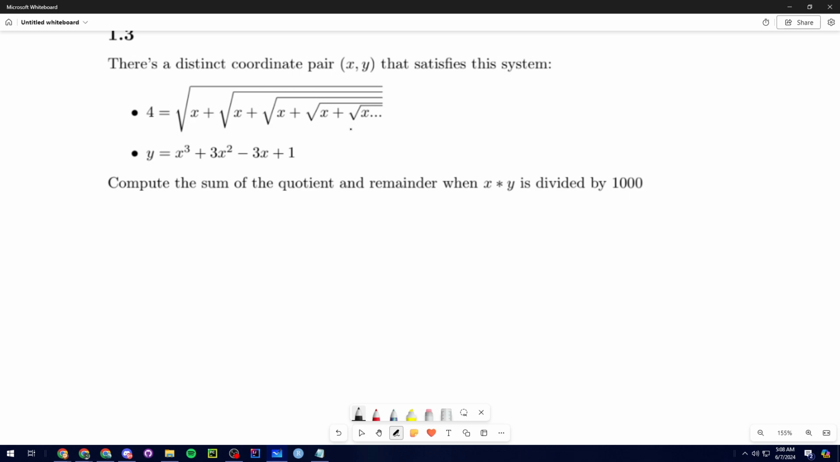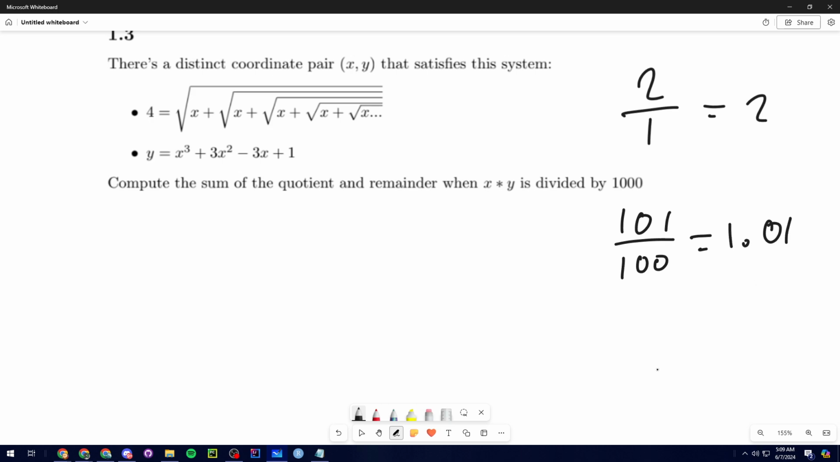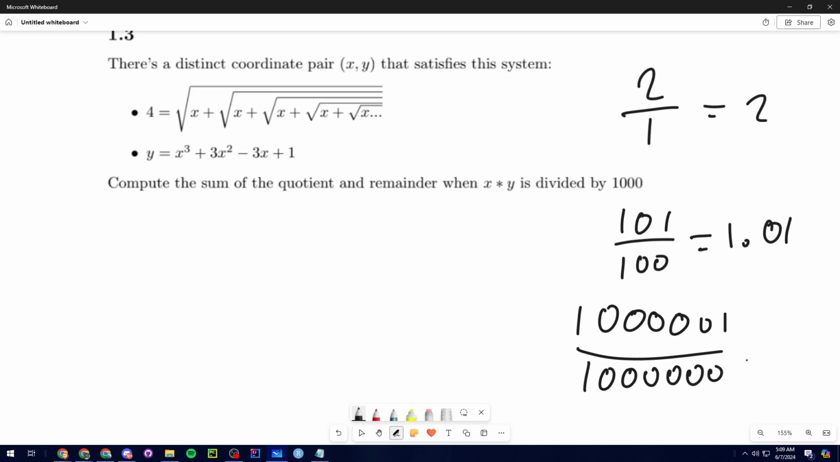Before I even get into this, you've probably not seen something like this before, which is why the question might seem intimidating, but I'm going to show you this. Think of a fraction with the denominator 1 and the numerator 1 more than the denominator. That's 2. Now, what happens if I give you a denominator of 100, but the numerator is 101? That's still 1 more than the denominator, but it's a lot closer to 1. That's 1.01. Now say I give you 1 million and 1 over 1 million. That's really, really close to 1.